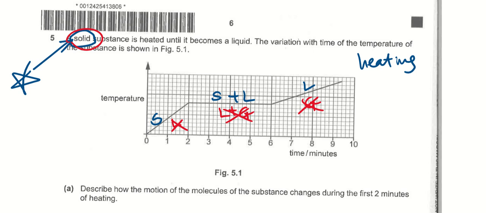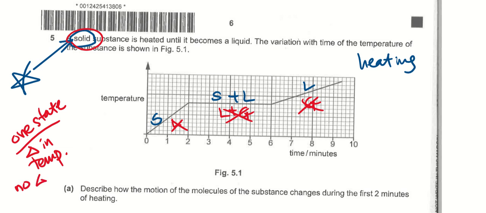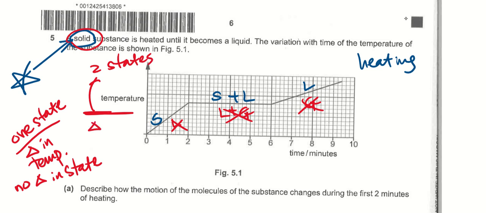Then I want to talk about this heating graph. When it's a slope, it's only one state. That means there's change in temperature, no change in state. Please write this down if you didn't get it correct. When it is flat, it is two states. It is changing state, no change in temperature. By now, if you have done enough papers, you have noticed that whenever they ask this, it's always the same kind of question. So if you still do not know this, please write this down.